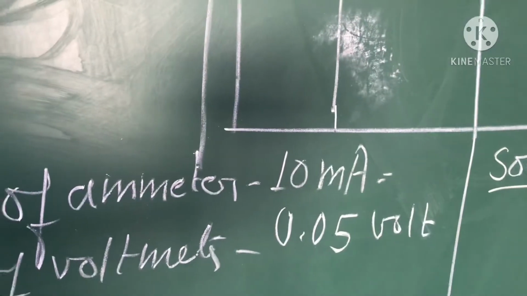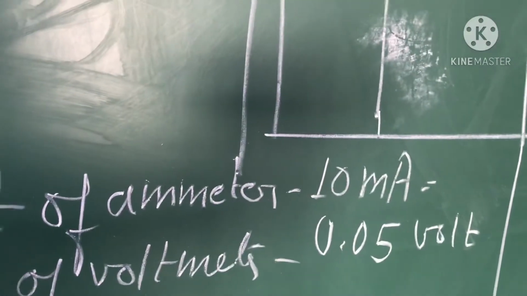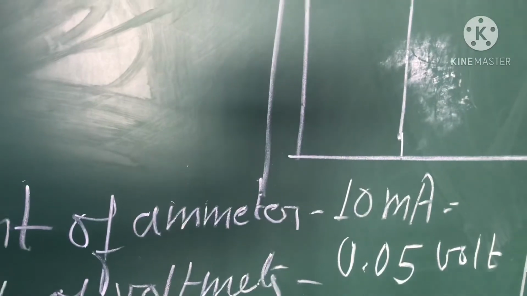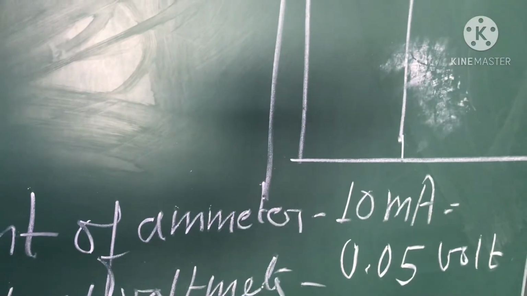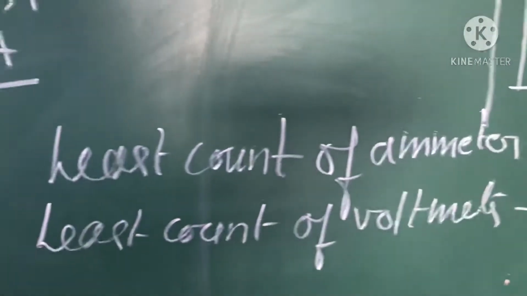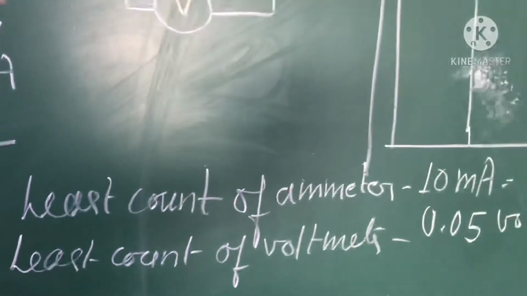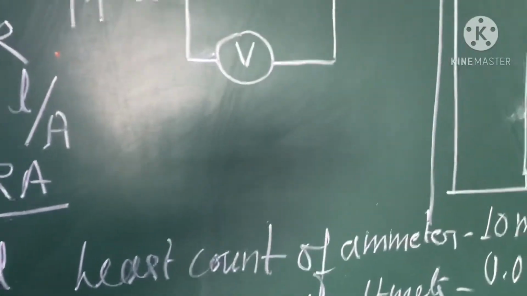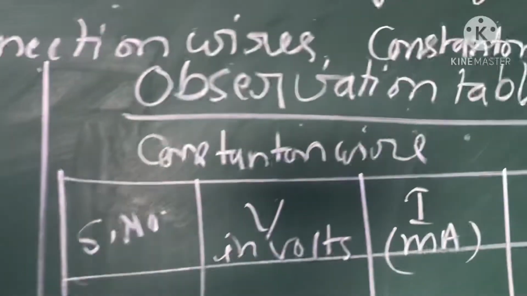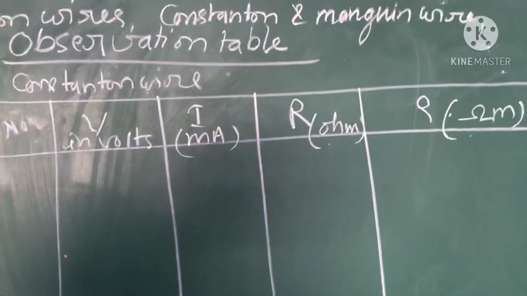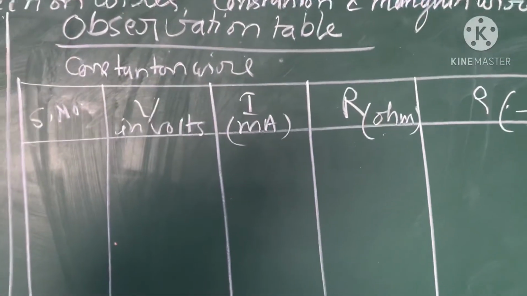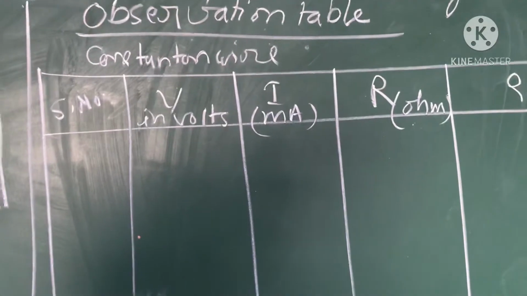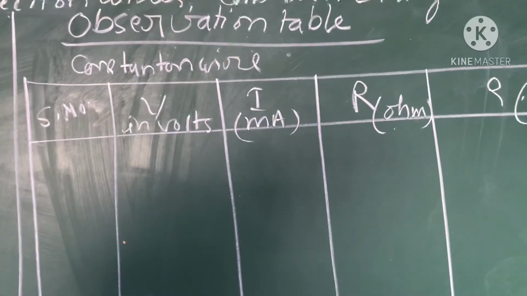0.5, there are 10 divisions. So 0.5 divided by 10, you can find out the reading for one division, that is 0.05 volt. After that, you have to make observation table. As you can see, it is written here: serial number, then volt, then current, and then resistance and resistivity.